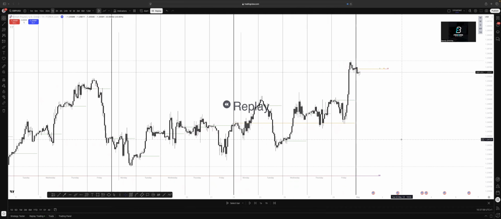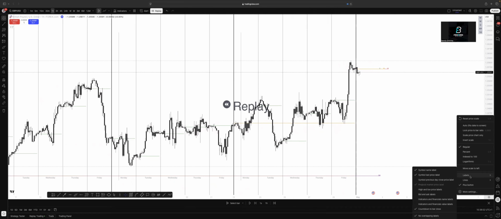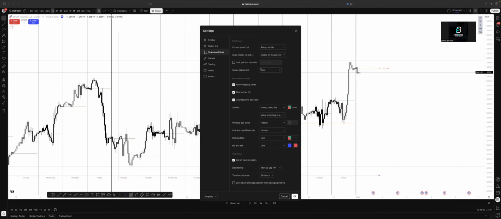All right, guys. So this is going to be a backtesting session. I'm just going to be backtesting ranges and showing you guys how I trade with range.